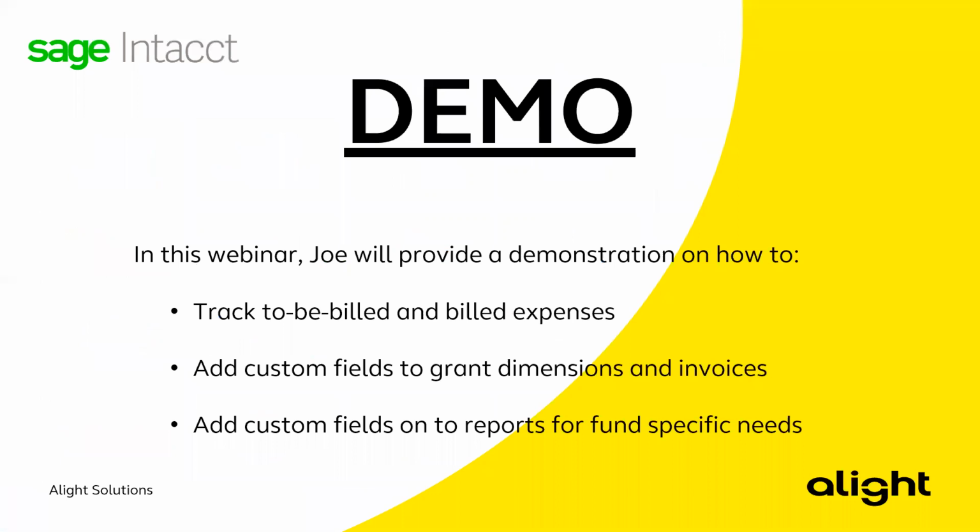Now, before I hand it off to Joe, we just want to briefly cover what we will see in this demonstration. In the webinar Joe will provide, you'll be able to see how you can track to-be-billed and billed expenses, how you can add custom fields to grant dimensions and invoices, and lastly, how you can add custom fields onto reports for specific needs. So now I'll stop sharing my screen and hand it over to Joe.